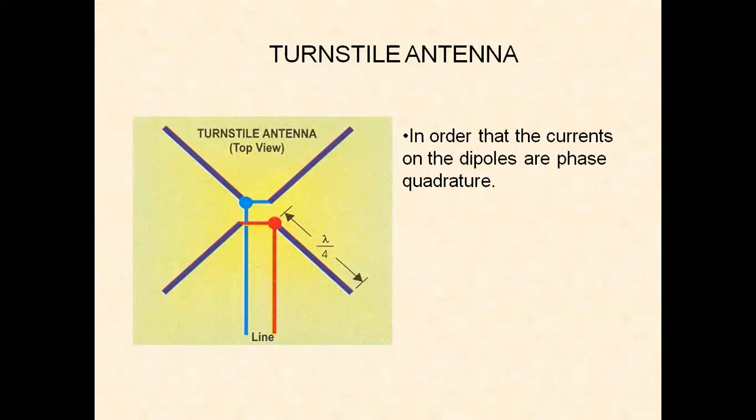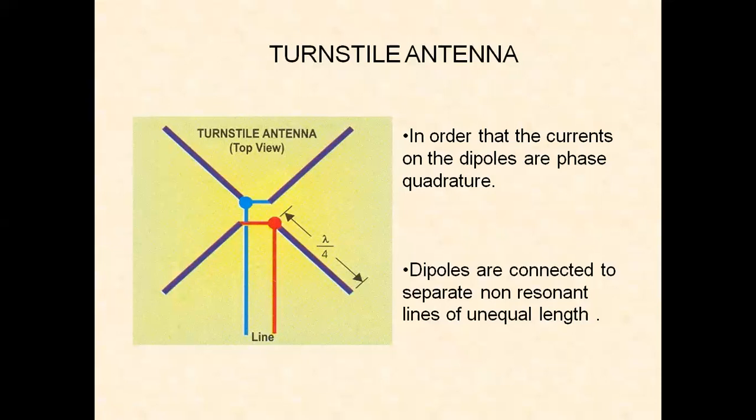In order that the currents on the dipoles are in phase quadrature, the dipoles are connected to separate non-resonant lines of unequal lengths. So we have one line, this is another line, they are of unequal length, so that we can feed them 90 degrees out of phase. If the lengths are different for the feed point, then we will be getting the phase quadrature effect.